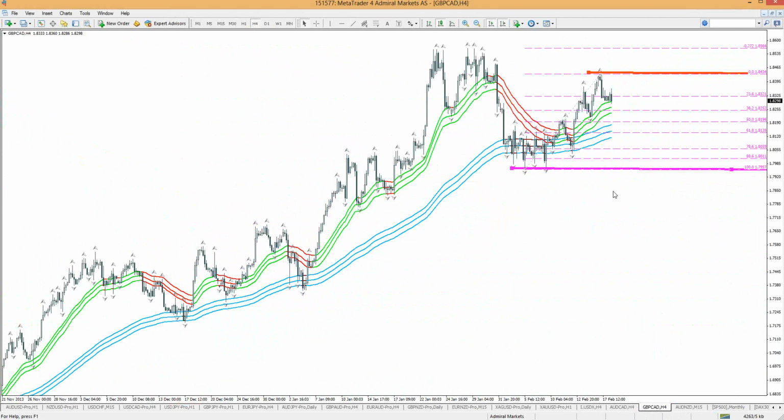And basically, we can also put a trend line like this, by the way.